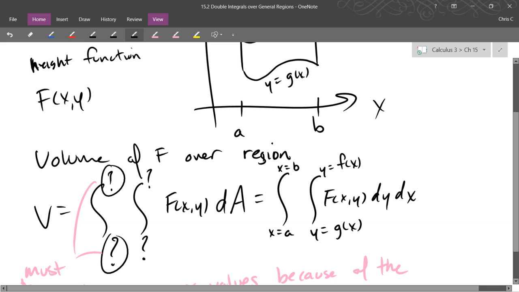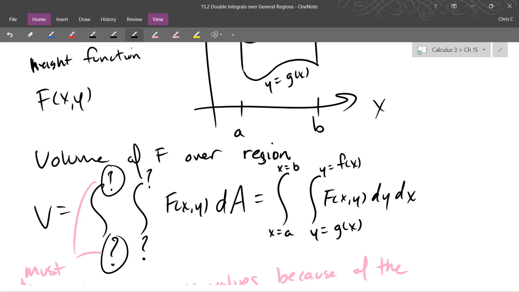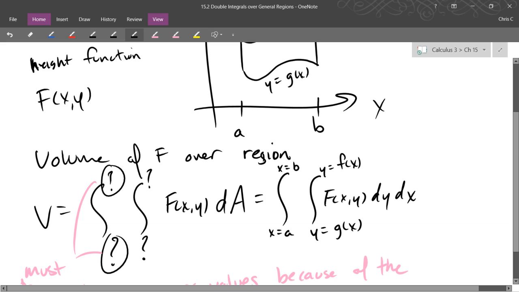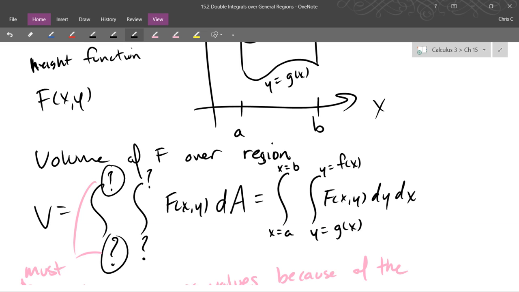So this is a little bit strange. Your endpoints are functions now. But remember, there is no try, there's only do. You know how to take an antiderivative with respect to y. Hopefully, you can do that step. It's a little tricky when there are x's hanging around. And then you just plug in the first endpoint everywhere you see y, and then subtract what you get when you plug in the second endpoint wherever you see y. There's nothing else to it. So it looks strange, but it's the same exact procedure you've always done.